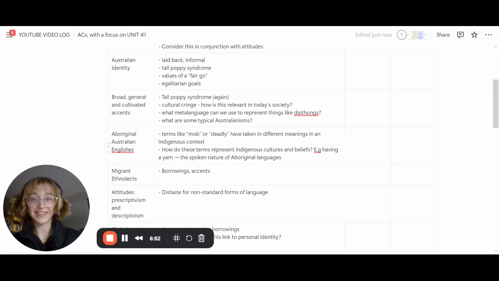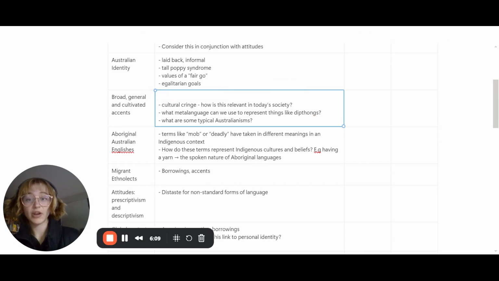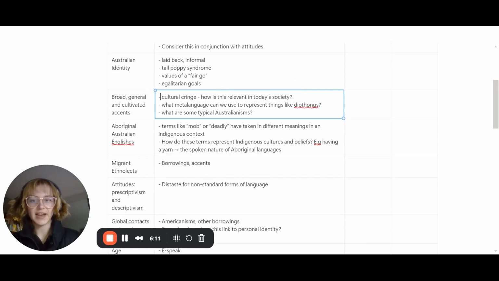Broad, general, cultivated, is it spelt wrong in written? Tall poppy syndrome, cultural cringe. Actually, tall poppy isn't really that relevant here, but cultural cringe, think about the fact that the broad accent actually just came to be as a response to cultivated accents, which I guess is tall poppy syndrome. That's why I put that in there.